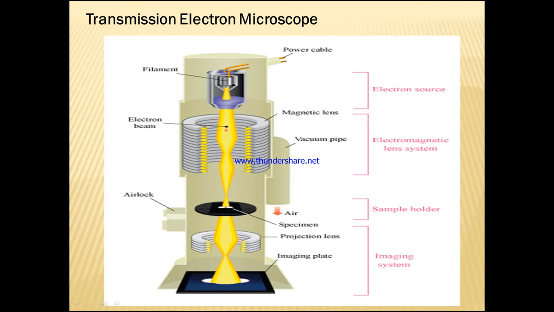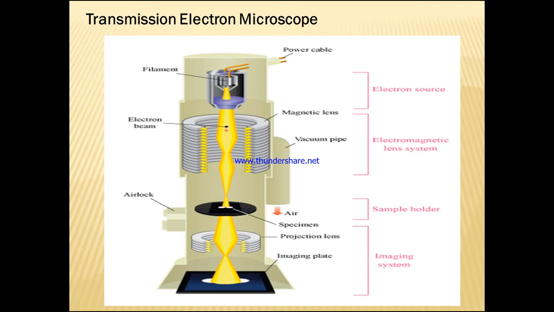The first part, the electron source, is where the electrons are generated. Here we have the tungsten filament, and a high voltage of more than 300 kilovolts is used for the emission of the electrons. That is, a source of more than 20 kilovolts, that is 20,000 volts, is used for emitting electrons.